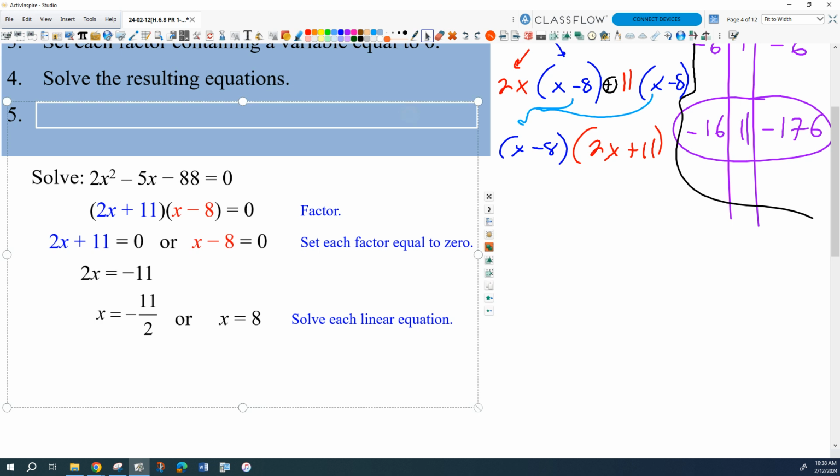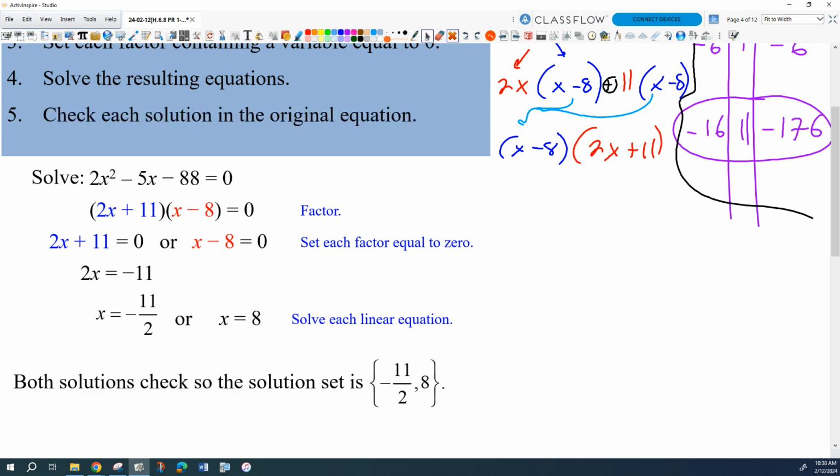And then finally, on a test, what would you do? Check your solutions. Yeah, just plug them back in, right? Now remember, on the test, you're not going to have access to Desmos graphing, but you'll have access to Desmos Scientific. And you guys remember how easy it is with Desmos Scientific.